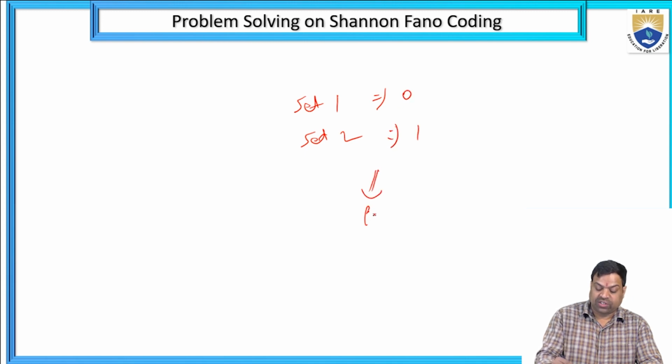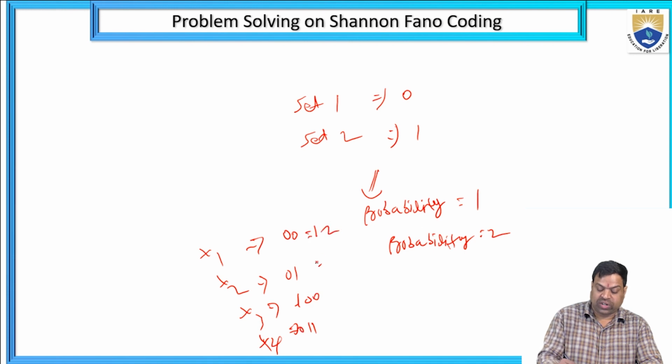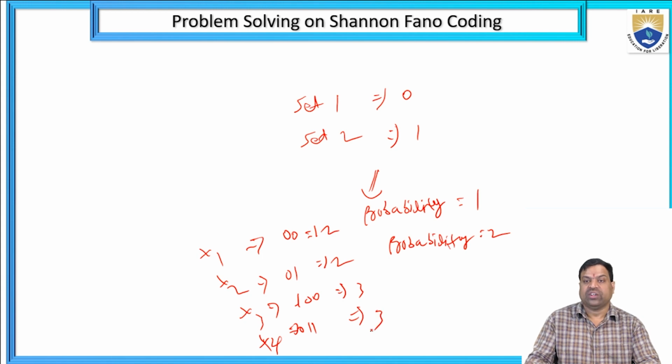So, for any of them, what is the probability? Is the probability equal to 1 or probability equal to 2? What will it be? For any of them, we have to take suppose x1, x2, x3 and x4 like this. So, what are the values there? Suppose I am taking x1 equal to 0 0, 0 1, 1 0, 1 1. So, what are the probabilities? It is a 2 bit length, a 2 bit length, a 3 bit length, a 3 bit length, like this.